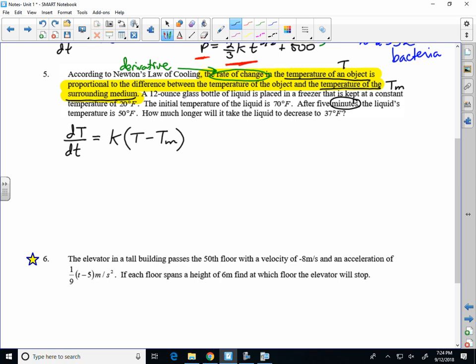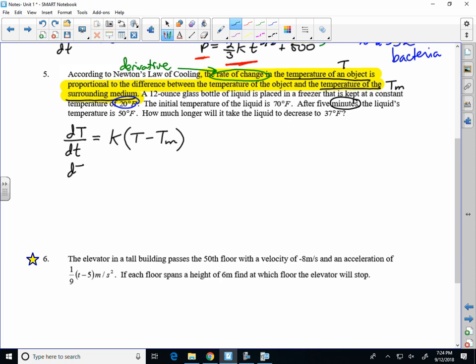And it gets messy, but it won't work unless some of this information is given to you. So, temperature of the object is going to vary. We need to figure out what K is. We're going to get a C once we integrate. The T sub m is the temperature of the surrounding medium, but that's constant, they said it. The freezer is kept at a constant temperature of 20 degrees Fahrenheit. So that T sub m, while we denoted it as a variable in our equation, is actually given. So that's this guy right here.